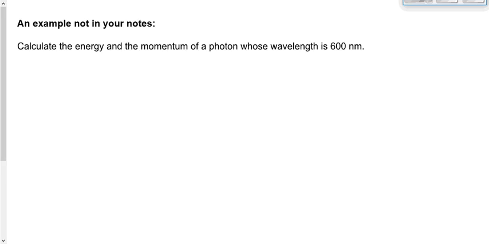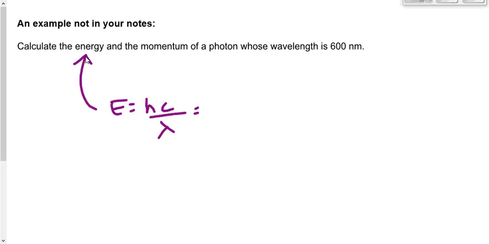Here's our first of 2 examples. It says calculate the energy and the momentum of a photon whose wavelength is 600 nanometers. Well, prior to today, you could have done half this question. The energy of a photon, this one's easy. The energy of a photon is simply equal to hc over lambda.